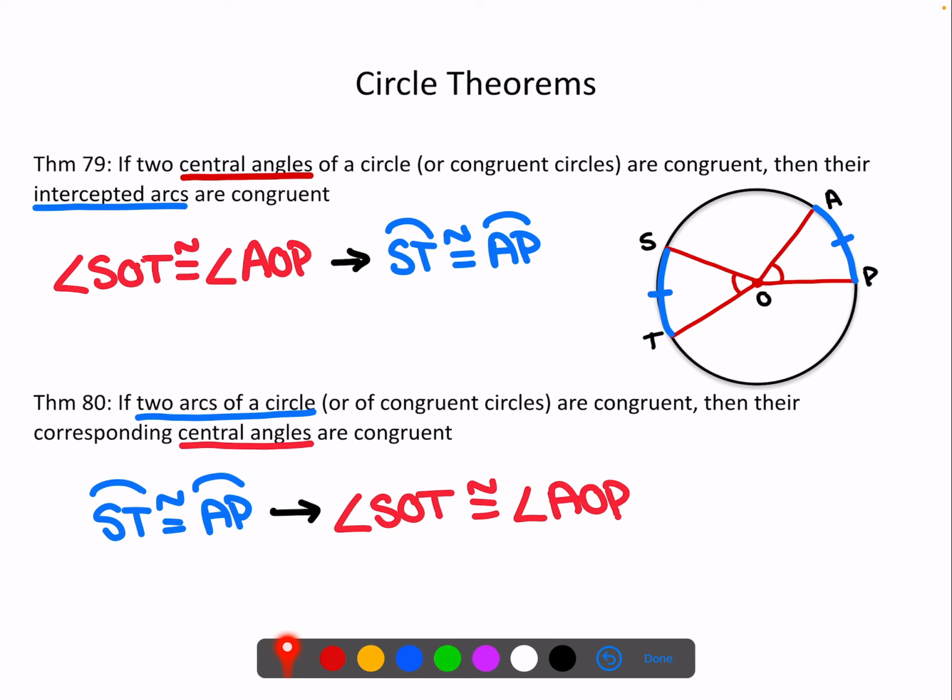Now, for theorem 80, it's just saying the converse of this. They're just switching the if-then portions of this theorem. So they're saying that if the arcs are congruent, if ST is congruent to AP, if you see this on your circle, then you'll know that the central angles are congruent as well. So it's just the converse of it. If arc ST is congruent to arc AP, then angle SOT is congruent to angle AOP. That's all this circle theorem is stating. Let's go ahead and move on to our next one.